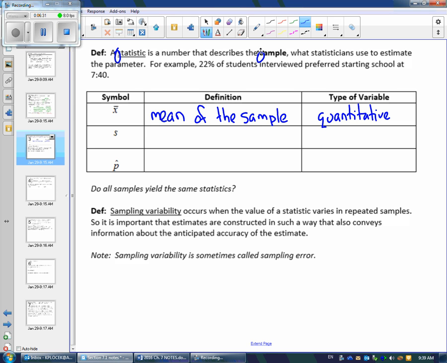Lowercase s, that is your standard deviation. Might need to recalibrate here. Trying to hold on to it. Standard deviation of your sample. And again, this is still going to be quantitative.